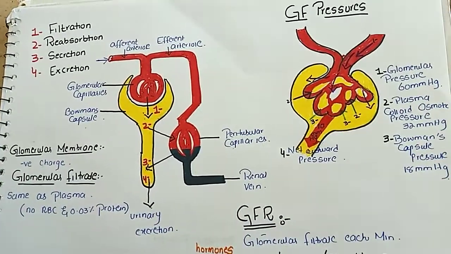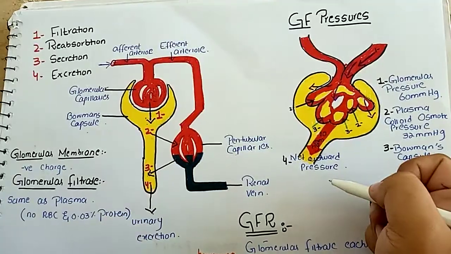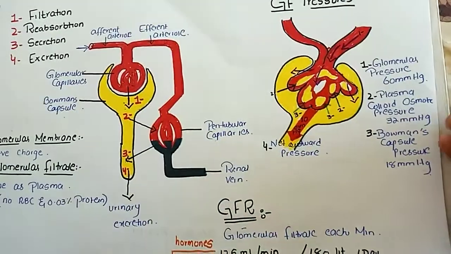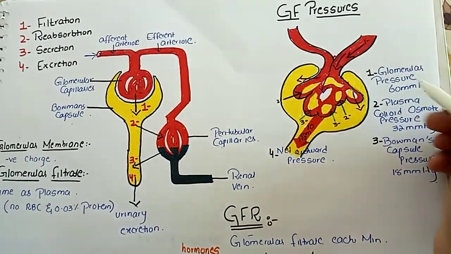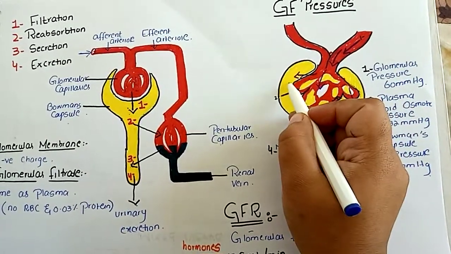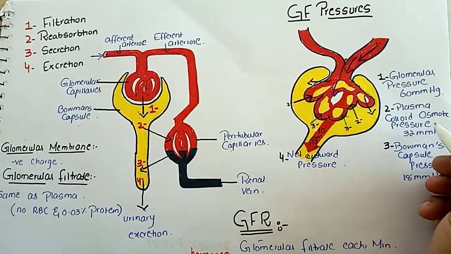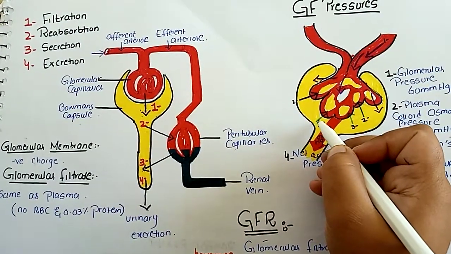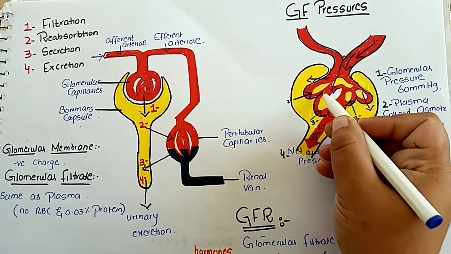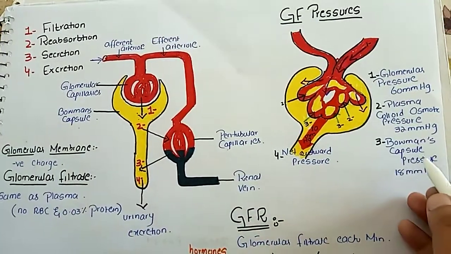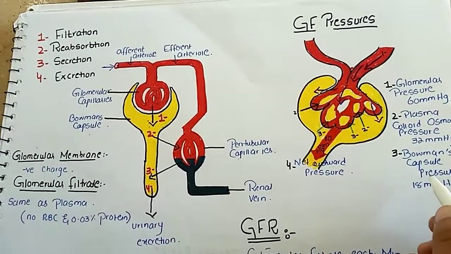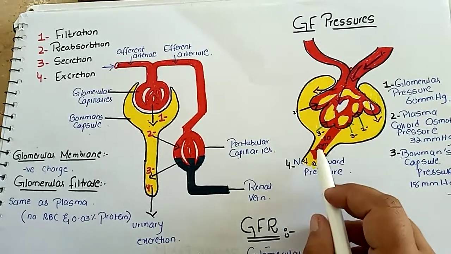Now I will explain the four forces which are responsible for these four steps in the process of urine formation. The first one is the glomerular pressure, which is 60 mmHg, and it is the pressure which forces the plasma to move from the glomerulus into the Bowman's capsule. Then the plasma colloid osmotic pressure, which is 32 mmHg, is the inward or opposing force which opposes the movement of plasma from the glomerulus into the Bowman's capsule. The Bowman's capsule pressure is also an opposing pressure, and its value is 18 mmHg, and the final one is the net outward pressure, which is 10 mmHg.